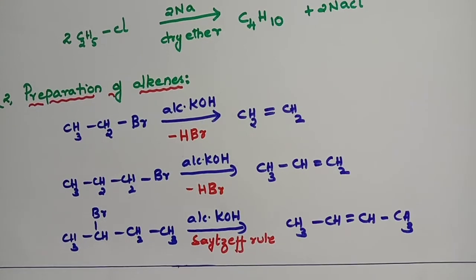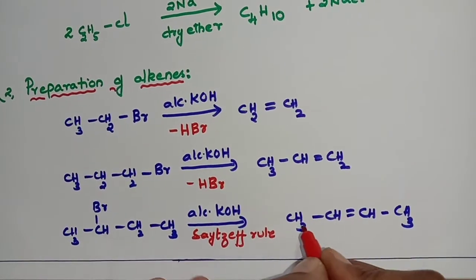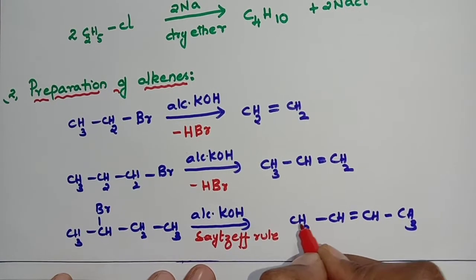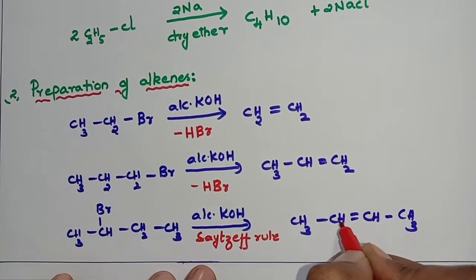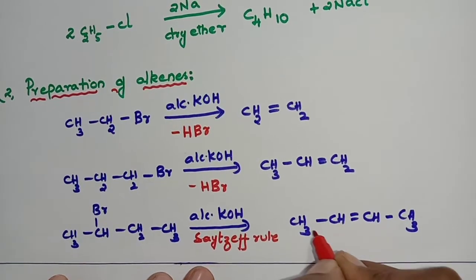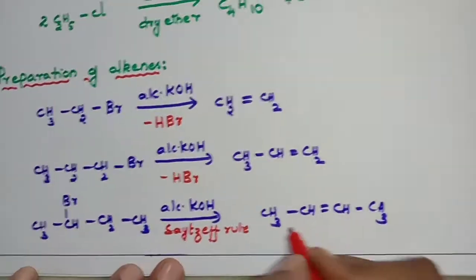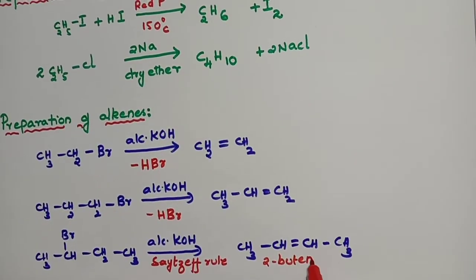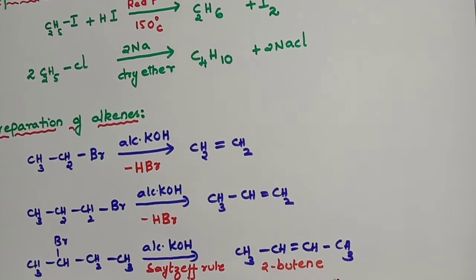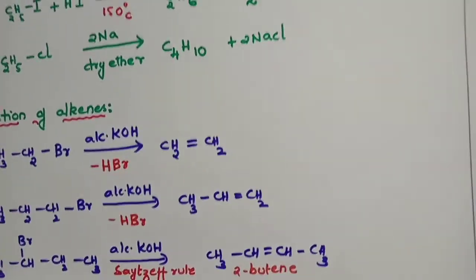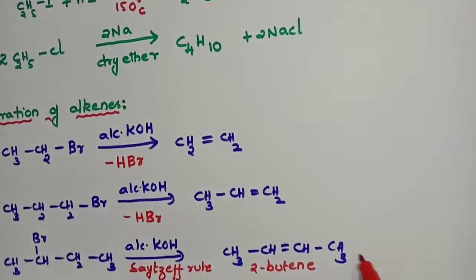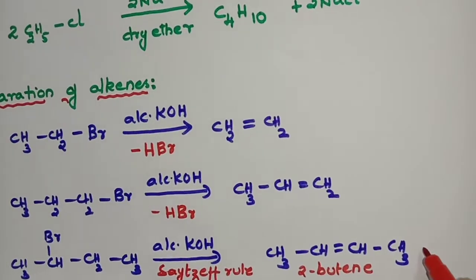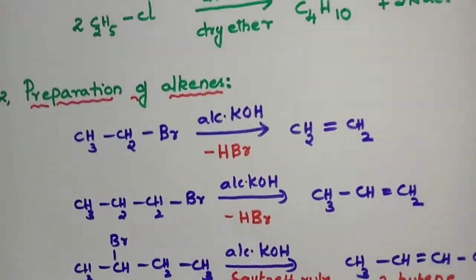What is this called? Where is the double bond now? Give numbering to the carbon, students. 1, 2, 3, 4. Second carbon, there is double bond. Total how many are there? 4 are there. So 2-butene. So this comes as major product, according to Saytzeff rule. Plus.